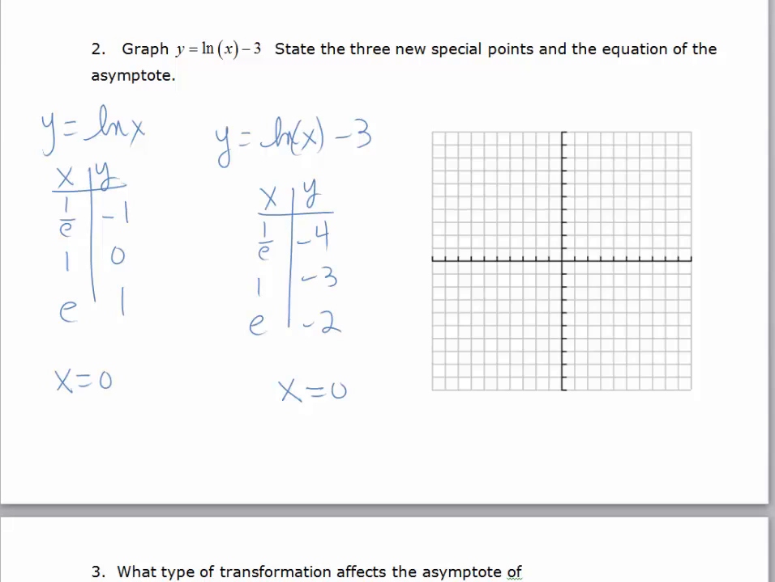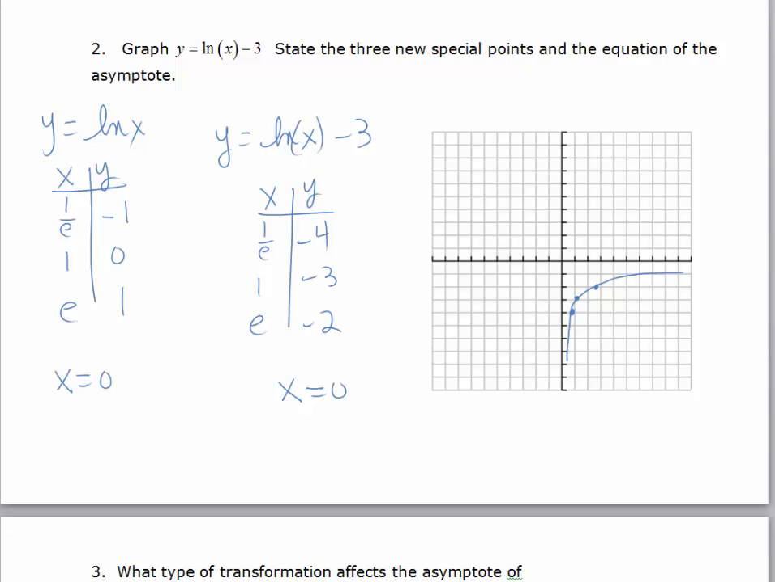So I'm going to go 1 over 3, which is around 1/3, and down 4. Over 1, down 3. And then over e, which is around 2.7, down 2. My vertical asymptote is the y-axis. And so this is the graph of y equals the natural log of x minus 3.